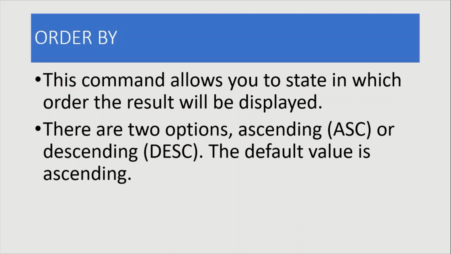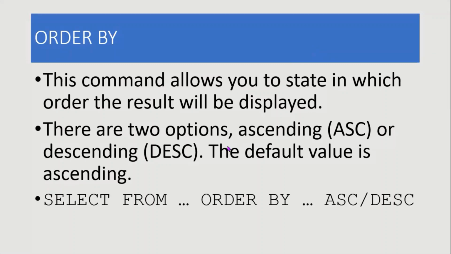Ascending order means increasing order, so you can have A, B, C, D, or 1, 2, 3, 4. But descending order means decreasing order, starting from the highest value and coming down to the low value, like 10, 9, 8, 7, and the others, or maybe C, B, A, and the others. But in SQL, if you don't specify the value, the default order is always ascending order.